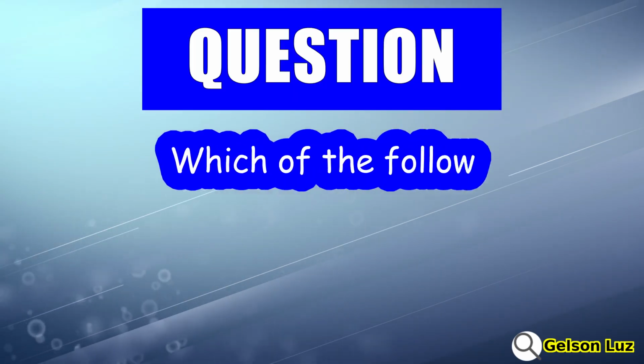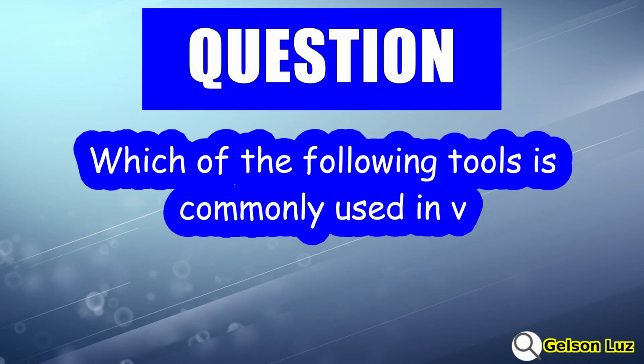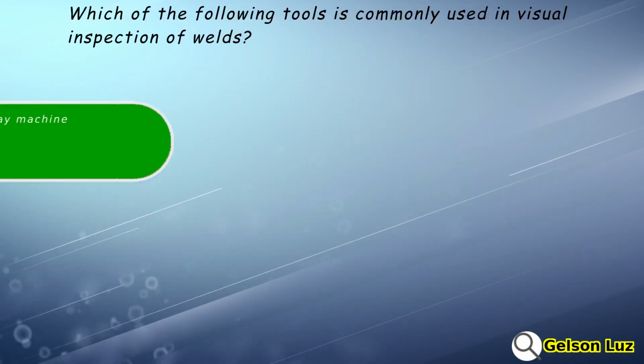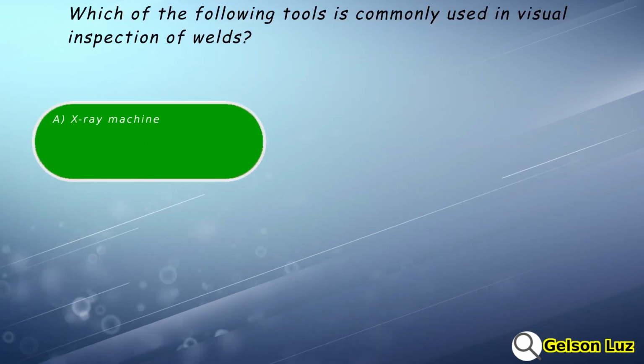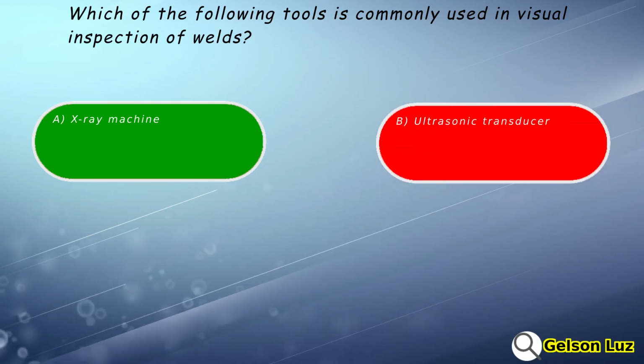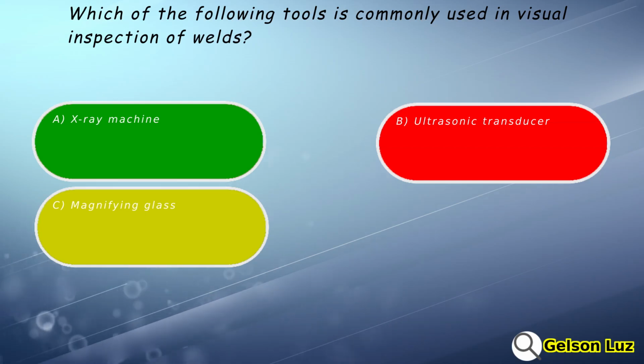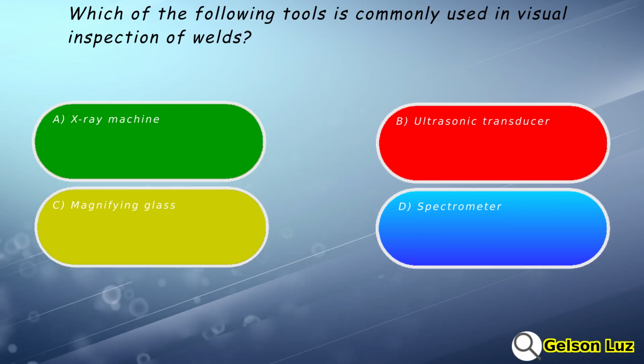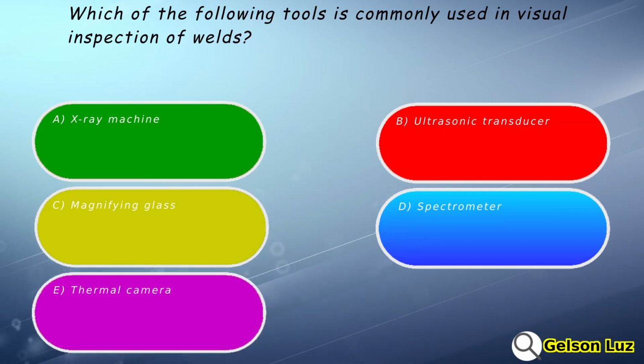Which of the following tools is commonly used in visual inspection of welds? A. X-ray machine. B. Ultrasonic transducer. C. Magnifying glass. D. Spectrometer. E. Thermal camera.